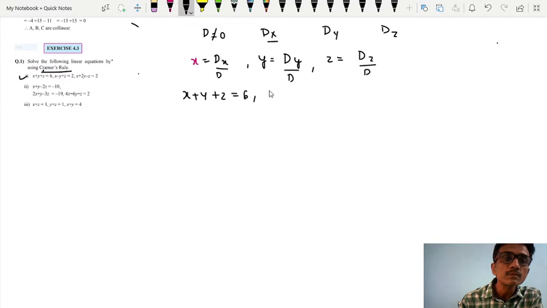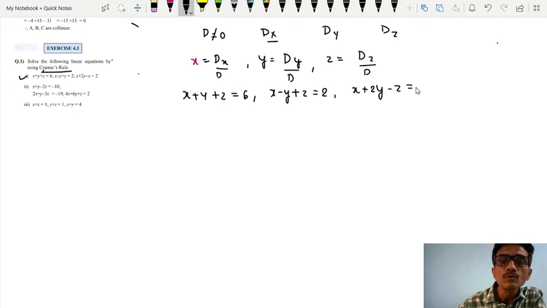x plus y plus z is equal to 6, x minus y plus z is equal to 2, and x plus 2y minus z is equal to 2. So we will solve these equations. So let us solve these equations.